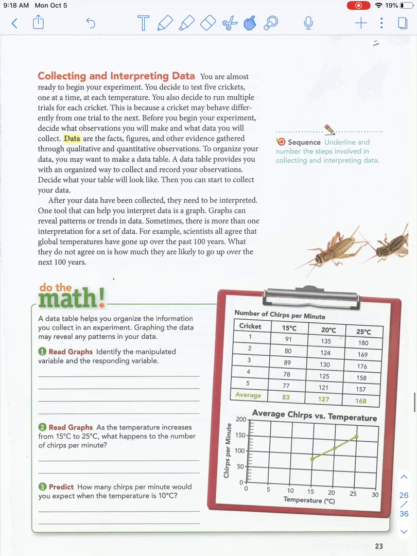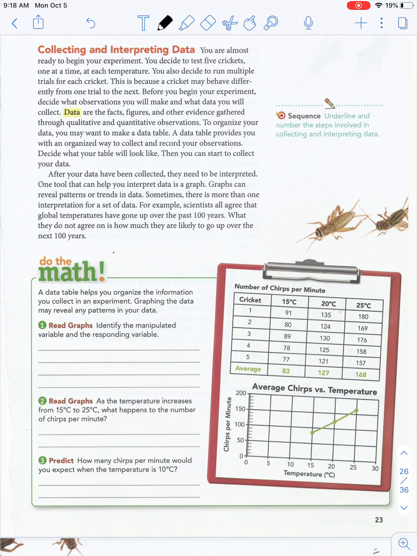And our last page for today is going to be page 23, so let's go ahead and number those paragraphs. Collecting and interpreting data. You are almost ready to begin your experiment. You decide to test 5 crickets, one at a time at each temperature. You also decide to run multiple trials for each cricket. This is because the cricket may behave differently from one trial to the next. Before you begin your experiment, decide what observations you will make and what data you will collect. Data are the facts, figures, and other evidence gathered through qualitative and quantitative observations.